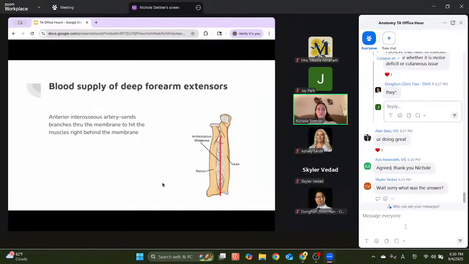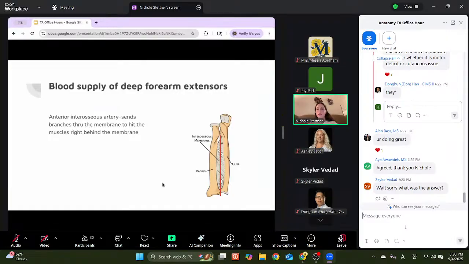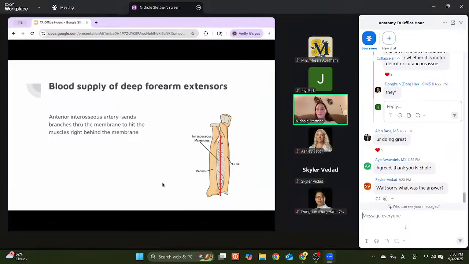And also, it makes sense that the artery is going to be pretty deep in the arm, right? Because it has got to be protected. It's protected by all these different extensors.